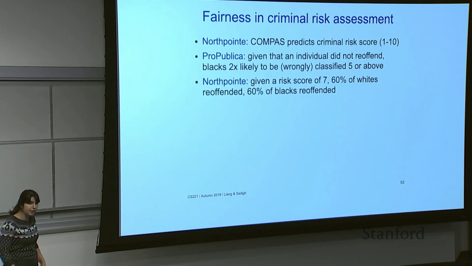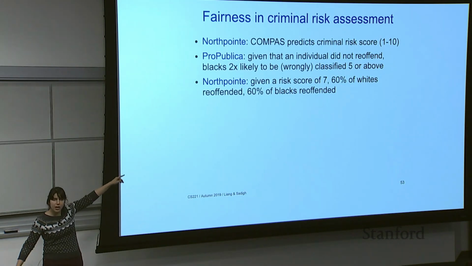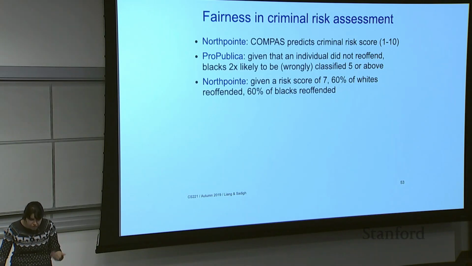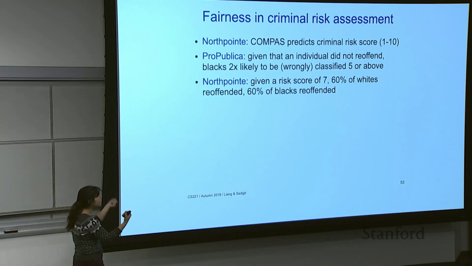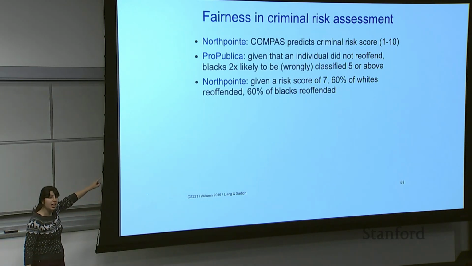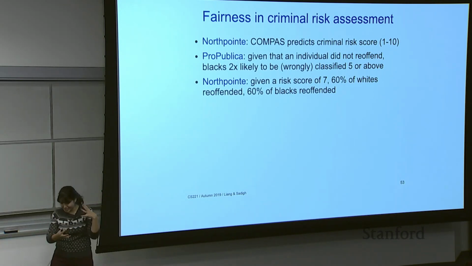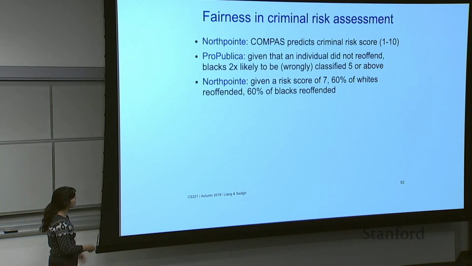And then Northpointe actually did further studies. And they said, well, no, our system is fair because we're looking at this definition of fairness: given a risk score of 7, 60% of whites reoffended and 60% of blacks reoffended. So we want to make sure that we get the same percentage to be fair. And that's our fairness property. We do satisfy that. And these two fairness definitions made a group of researchers from Stanford, Cornell, and a bunch of different places start thinking about definitions of fairness.